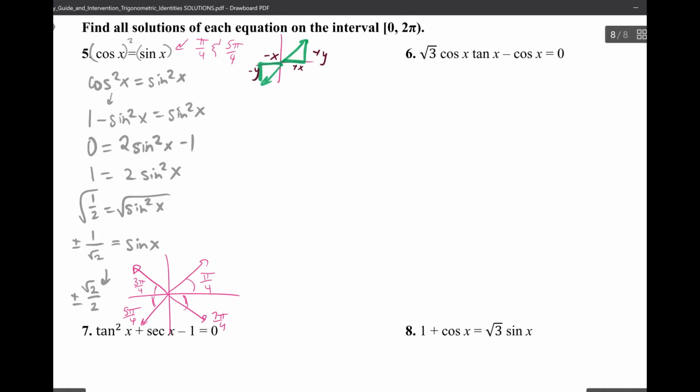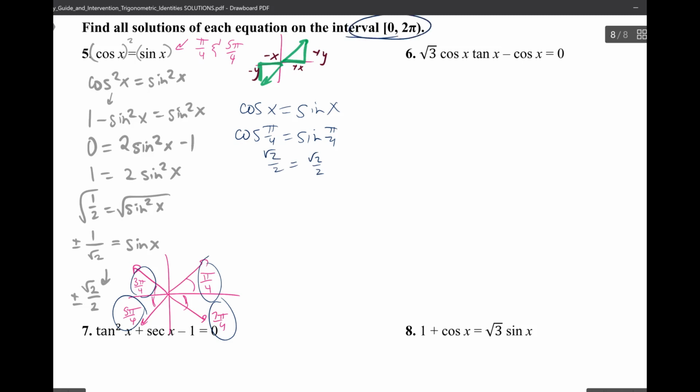Okay, the only way to solve this is to literally plug each of my 4 solutions into my original equation, cosine of x equals sine of x. So if I plug in, cosine of pi over 4 equals sine of pi over 4, we know that's true, right? Square root of 2 over 2 equals square root of 2 over 2. That's fine. So I know, oh, we only have to find it on the interval. Perfect. So I know x is going to equal pi over 4.